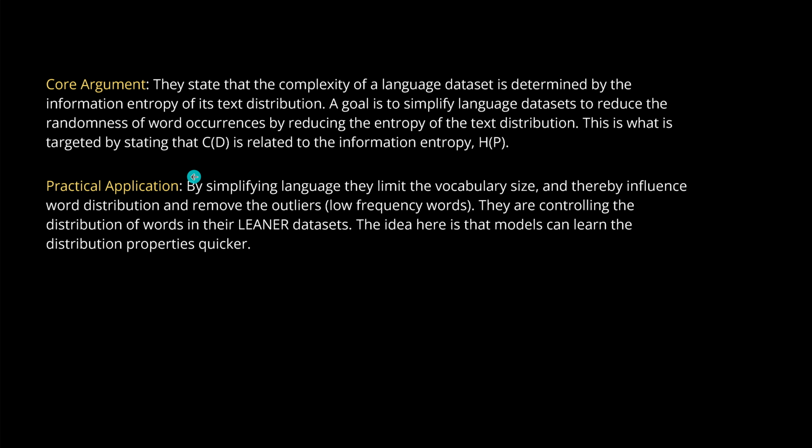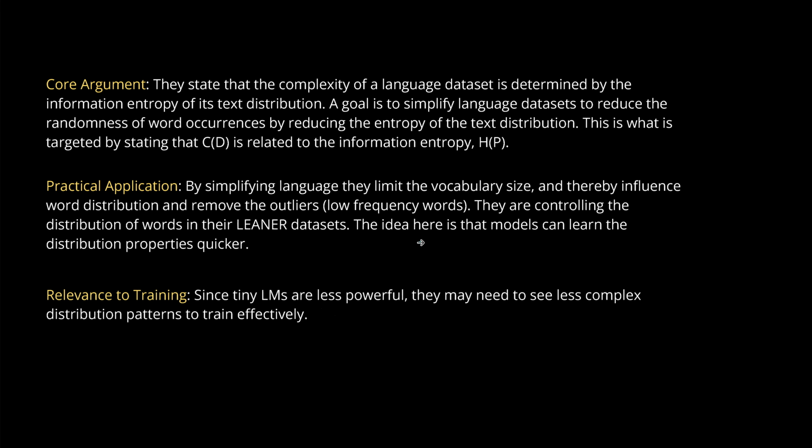For the application, now by simplifying in general the language, they limit here the vocabulary size massively down to 2K, and thereby influence, of course, the word distribution itself. And they remove a lot of outliers, this low frequency word completely. So now they are kind of controlling the distribution of the words in their dataset. And the idea here is, in my words, that the tiny models can learn the distribution properties quicker. Also something I would say, okay, yes.